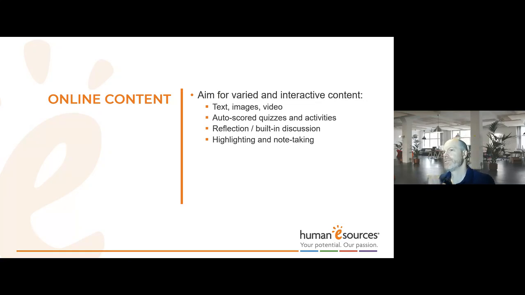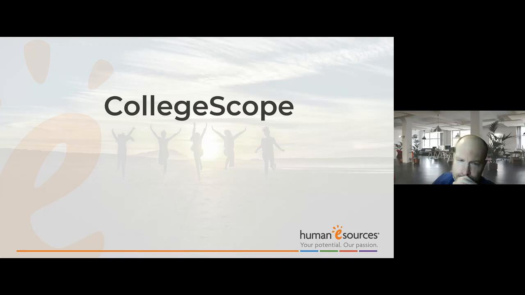So what kind of content should you look for to optimize engagement? Something that's varied. So text, images, video, auto-scored quizzes, reflection, highlighting, note-taking. The more different types of activities you can have, the less bored people are, and obviously more engaged. So try to have some variety instead of the same thing over and over again. That, I think, is fairly straightforward.